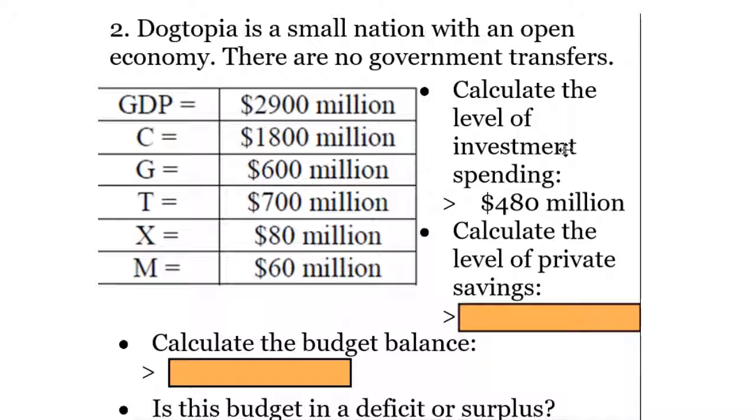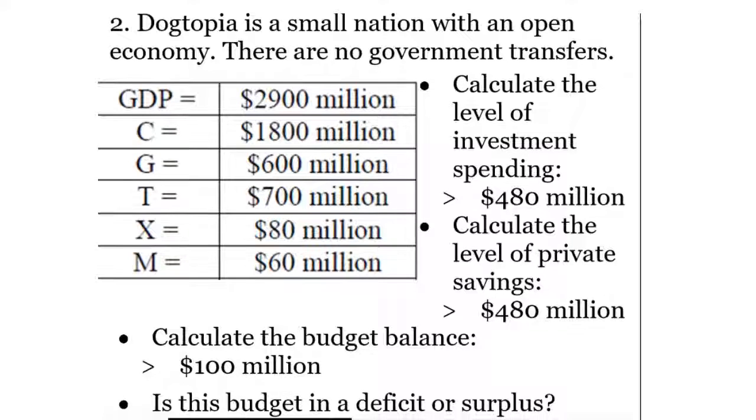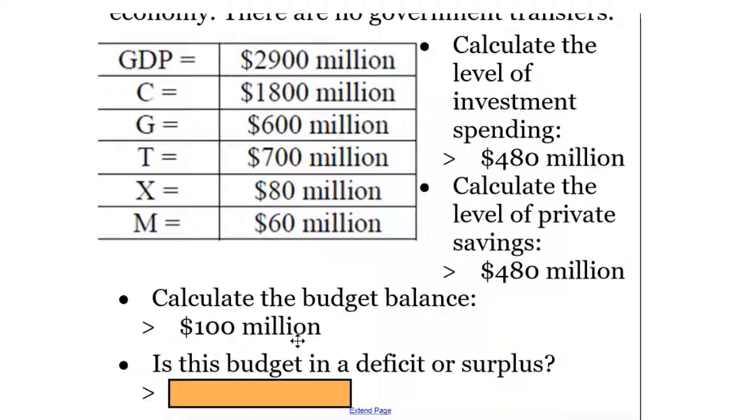Should be $480 million. When you have investment spending, S equals I, so private savings will be equal to the same amount, 480 million. For budget balance, BB equals taxes minus government spending. We don't have transfers, so our budget balance is $100 million. Because it is a positive number, do we have a deficit or a surplus? We have a surplus. So make sure that you remember those equations and that you know how to use them.